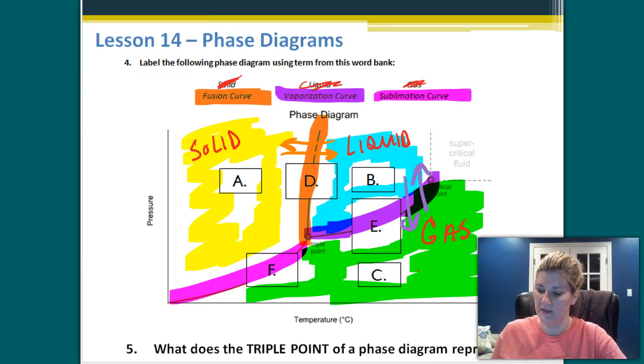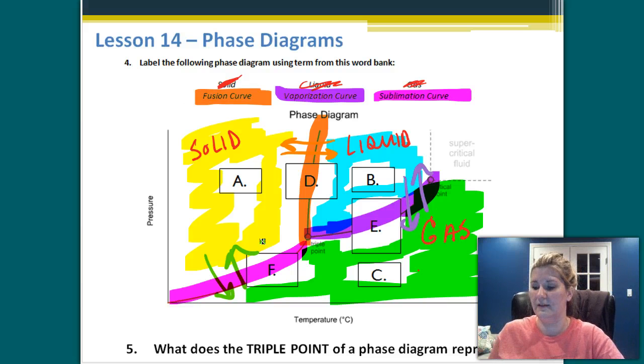I don't have a color that matches that. So subliming or depositing, that line is crossed there. So you'll remember that any point along this line describes a melting or freezing point at a certain pressure and temperature. Same thing, every point along this line describes a boiling point, temperature and pressure.